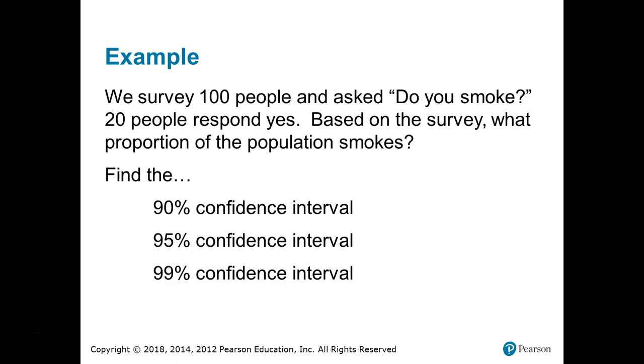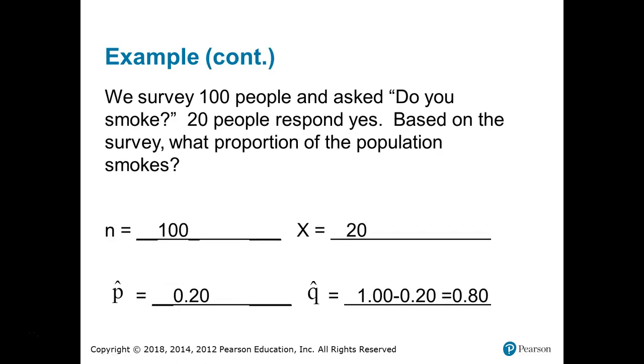All right, if you're like me, all those slides are great, fine and dandy, but let's look at an example and then we will really seal the deal. We survey 100 people. We ask them, do you smoke? 20 people respond yes. Based on the survey, what proportion of the population smokes? Now you can't just say, I interviewed 100 people, 20 said they smoke, therefore 20% of the entire population smokes. You can't just say that. 20% is a good starting point because that would be the sample proportion. But we want to know, how can we estimate the population proportion? So let's find the 90% confidence interval, 95% confidence interval, and 99% confidence interval.